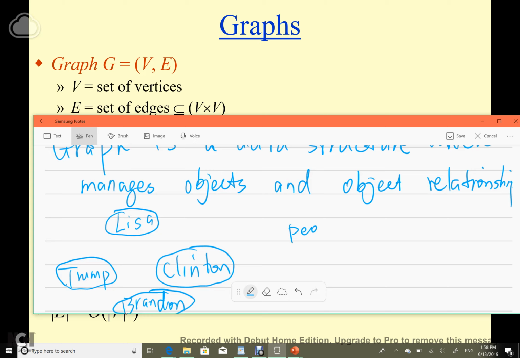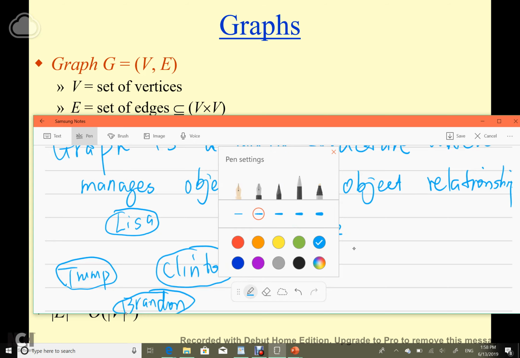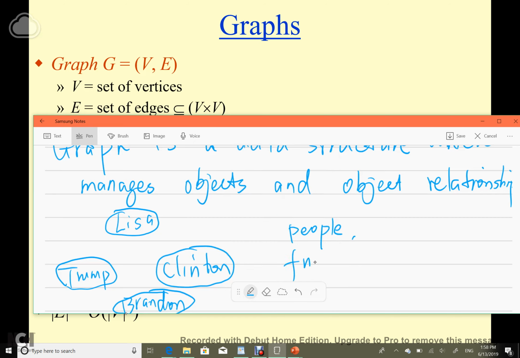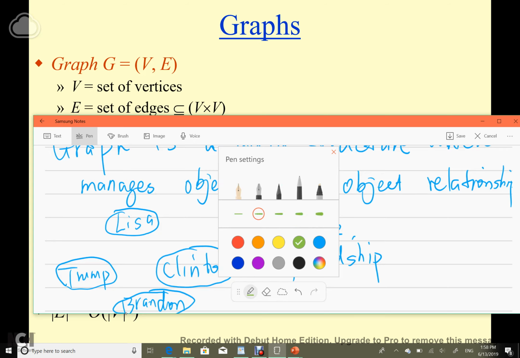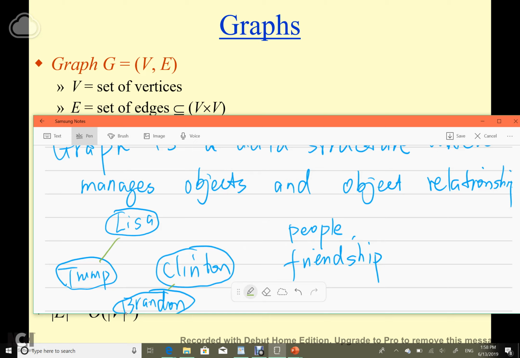We have people, and we have friendship among these people. Let's see, Lisa and Trump are friends, Clinton and Brandon are friends, Clinton and Lisa are friends, Lisa and Brandon are friends, right? So it forms a friendship network. And we have to represent this relationship, the objects and object relationships.